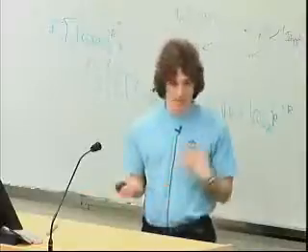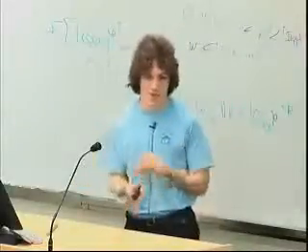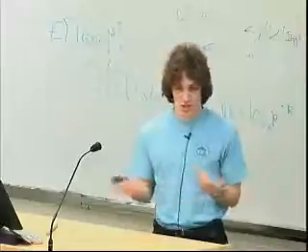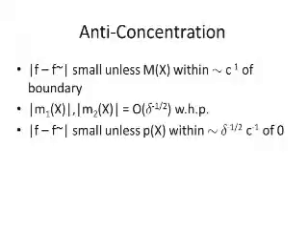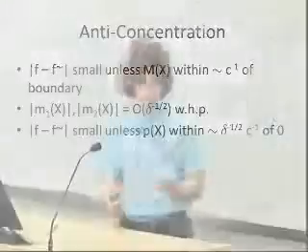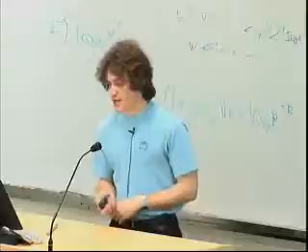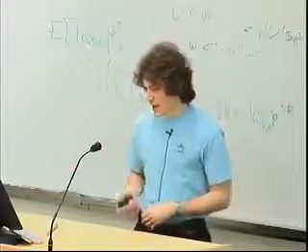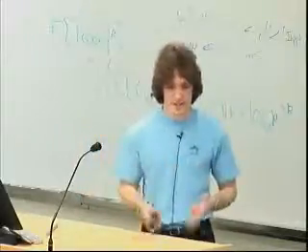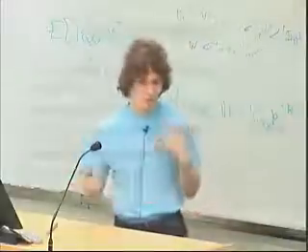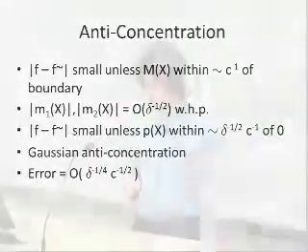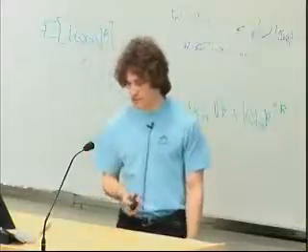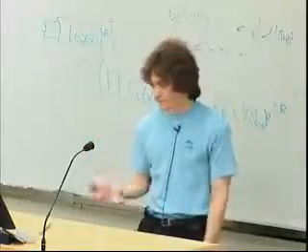And this is just because, since they only take large eigenvalues, there can't be too many of those eigenvalues, and so the total expectation can't be too big. And from that, we have that f minus f tilde is going to be small unless p of x is within about delta to the minus a half times c inverse of 0. And, well, we've got Gaussian anti-concentration. In fact, there's an anti-concentration result for polynomials of Gaussians. And given the normalization of p, our error is going to be about O of delta to the minus a quarter times c to the minus a half.